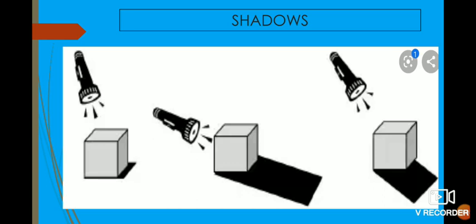So the length or the size of the shadow keeps changing depending on the angle of the light as well as the distance of the light source from the object. If you change the distance, the length of the shadow will also be different.